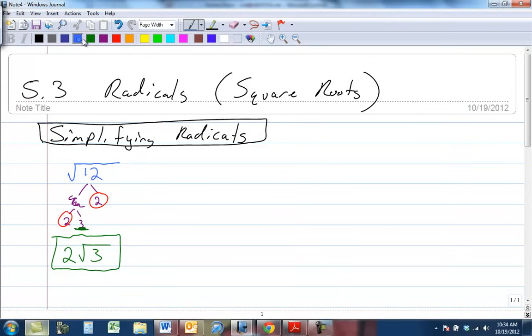All right, let's do a couple more examples here. Let's do the square root of 48, the square root of 72, the square root of 50, and the square root of 17. Take a moment, press pause, and hook these 4 examples up here.